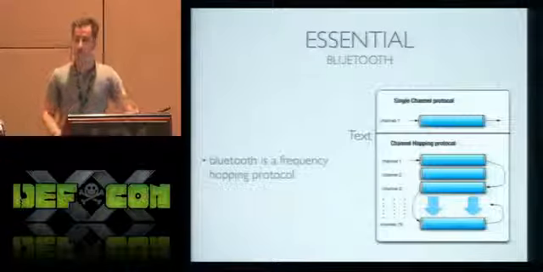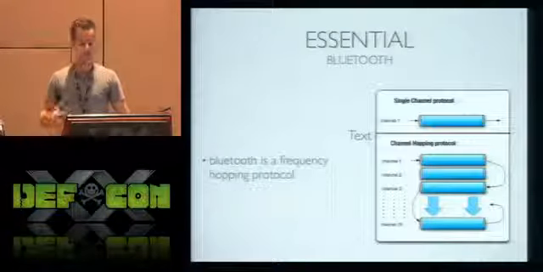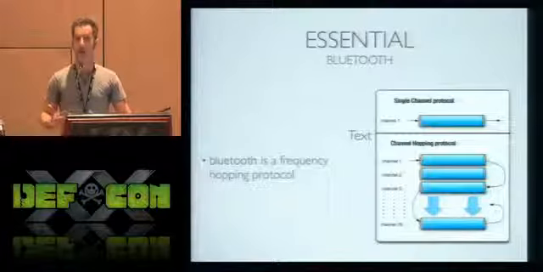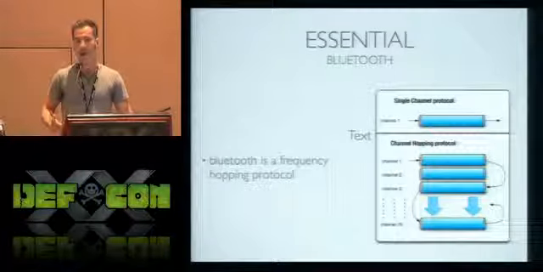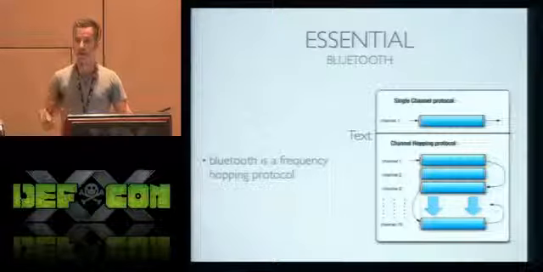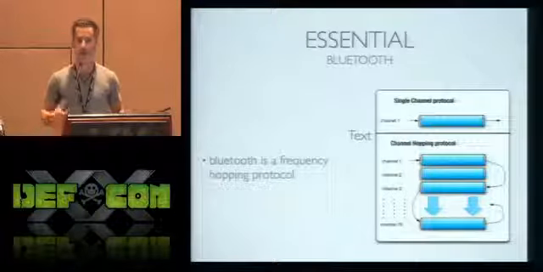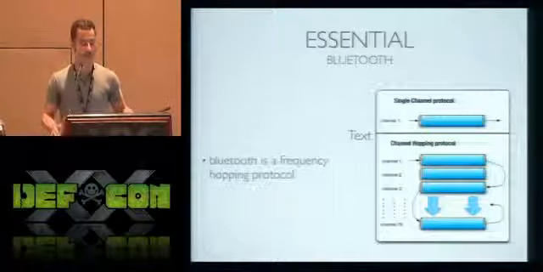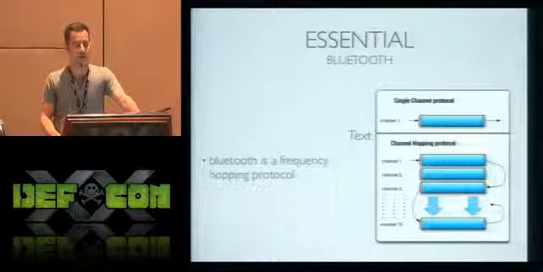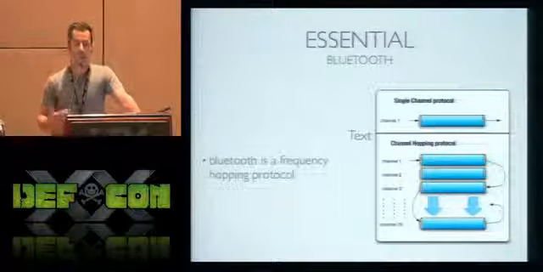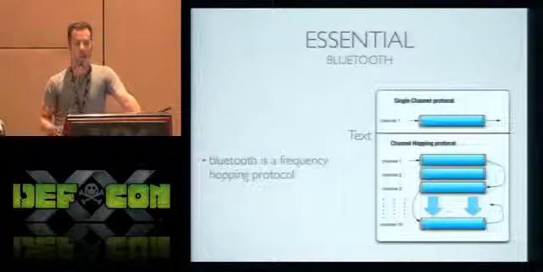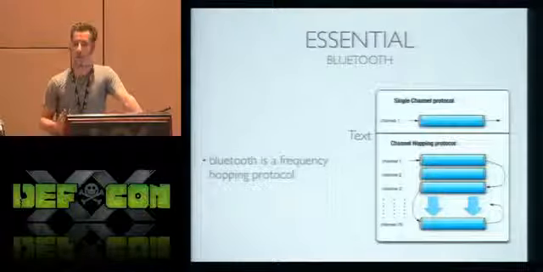So the first thing to understand about Bluetooth is it's built upon a frequency hopping protocol. What this means is a communication between two devices is going to take place over 79 different channels. These devices will hop through these channels about 1,600 times per second. The hardware that we have to monitor Bluetooth in the air can really only listen to one channel or a small subset of channels at a time right now.